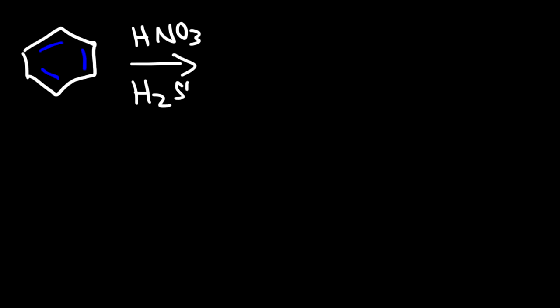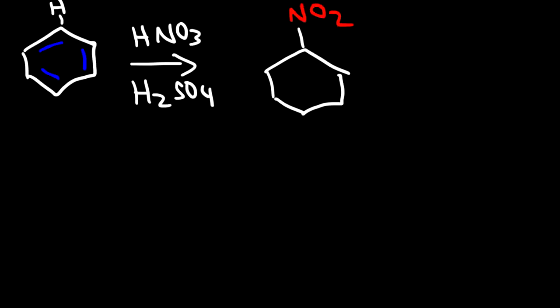So starting with benzene, what's going to happen if we react it with nitric acid and sulfuric acid? What's going to be the major product in this case? So in this example, we're going to replace a hydrogen atom with an NO2 group. And so the product will be nitrobenzene. So this is the nitration of benzene.